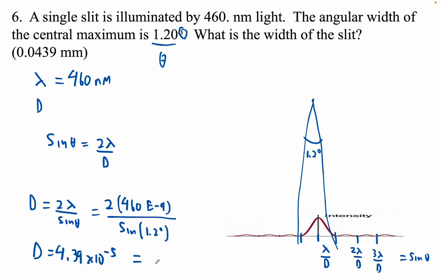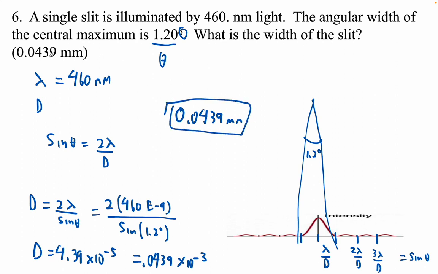Which is the same as 0.0439 times 10 to the minus third. Right, is that right? I'm going to double check this. I'm going to divide by 1 times 10 to the minus third. Yeah. So this is 0.0439 millimeters.